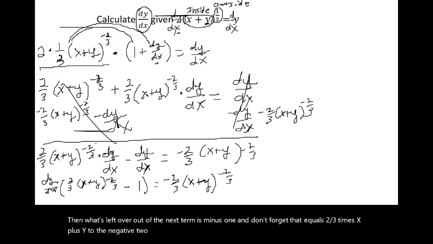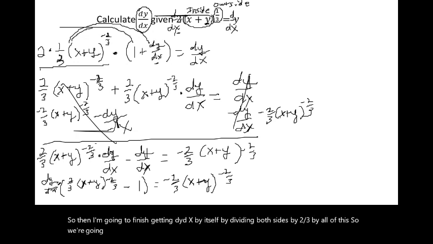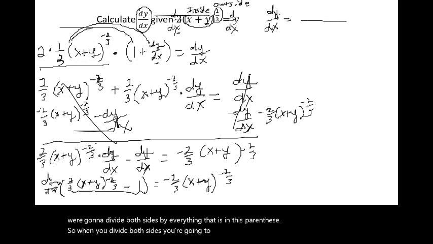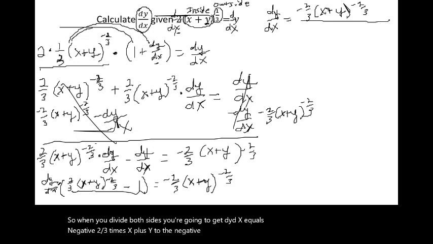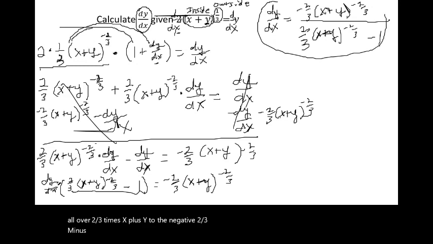Then I'm going to finish getting dy/dx by itself by dividing both sides by everything that is in this parenthesis. When you divide both sides, you get dy/dx equals negative 2/3 times (x plus y) to the negative 2/3, all over 2/3 times (x plus y) to the negative 2/3 minus 1. For something this complicated, that's fine as long as dy/dx is by itself.